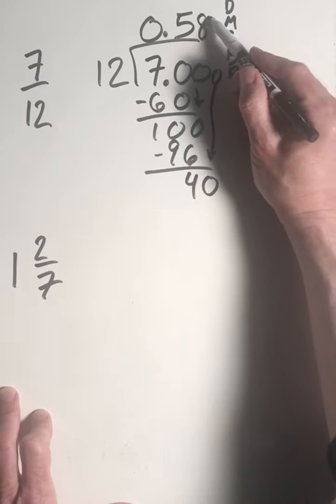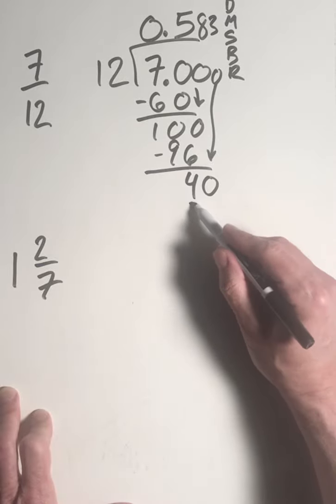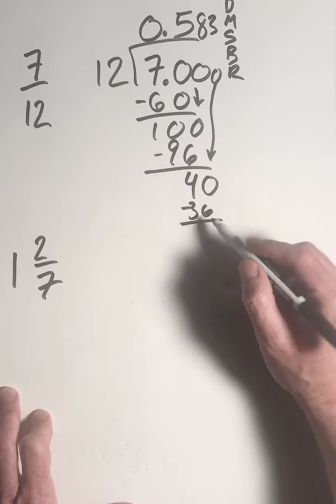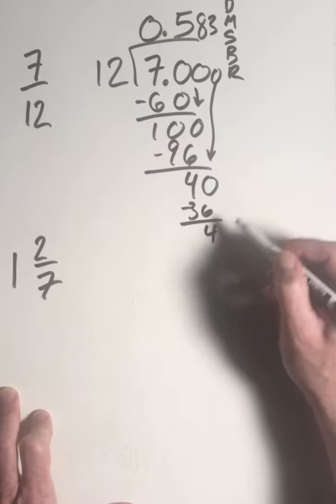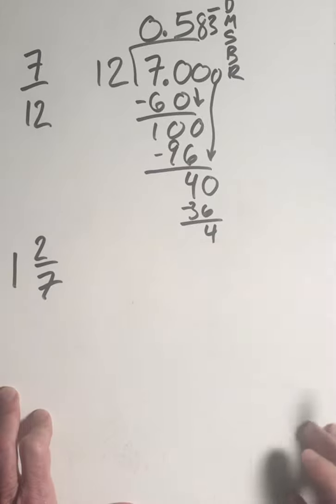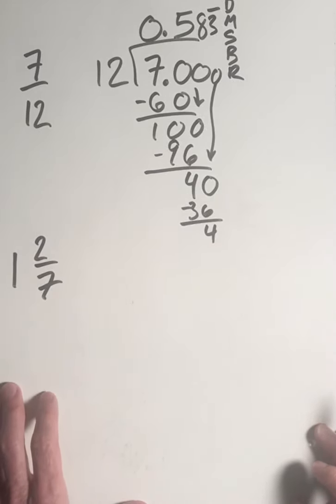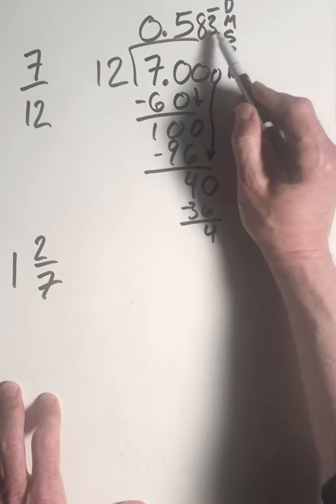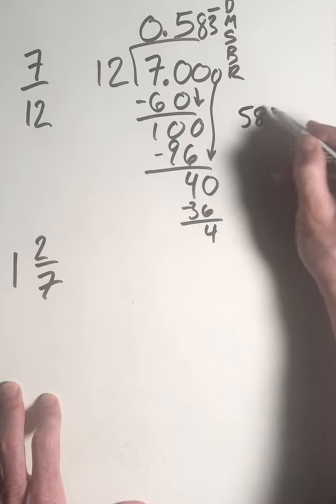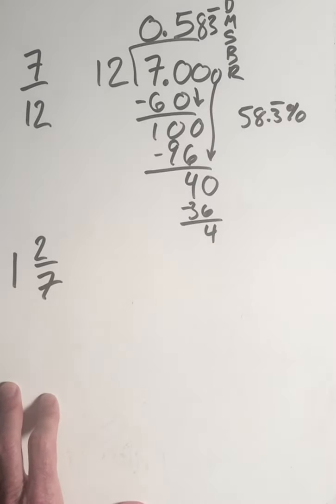12 goes into 40 3 times. All right, 3 times 12 is 36. Subtract, I'm going to get a 4. This is going to keep happening, so these are going to be 3's forever. So if I want to look at this as a percentage now, I can know that this is going to be 58.3 repeating percent for 7/12.